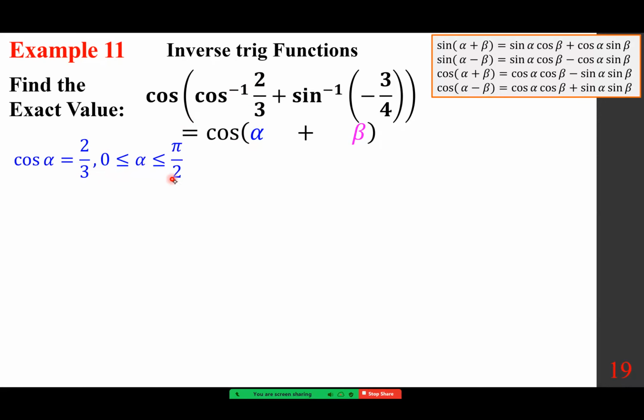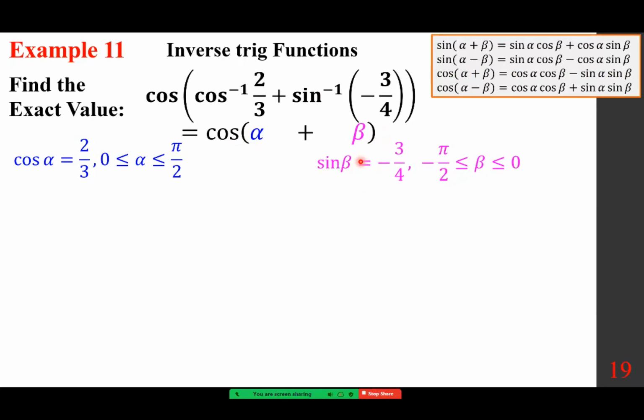So again, in order to find this, remember we want cosine of alpha plus beta, which means we want sine and cosine for each angle. For alpha, we have the cosine, we want the sine. For beta, we have the sine, we want the cosine. So we're going to go with sine squared plus cosine squared equals 1. And again, sine beta is -3/4, and beta is from -pi/2 to 0.